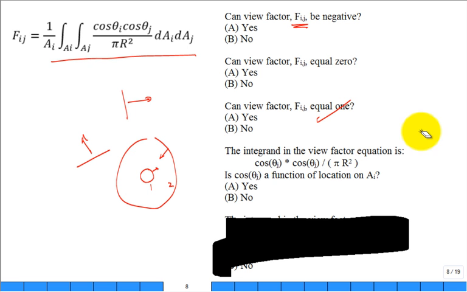All right. The integrand in the view factor is the cosine of theta i, the cosine of theta j, over pi r squared. Each is a function of the location on area i or area j. Unfortunately, it's all balled up. It's dxi, dyi, dxj, dyj. All 4 of those affect the cosine of theta i as well as the cosine of theta j as well as what r is.